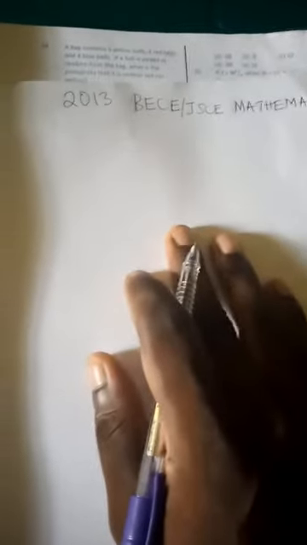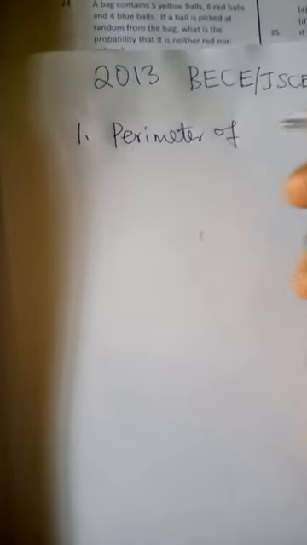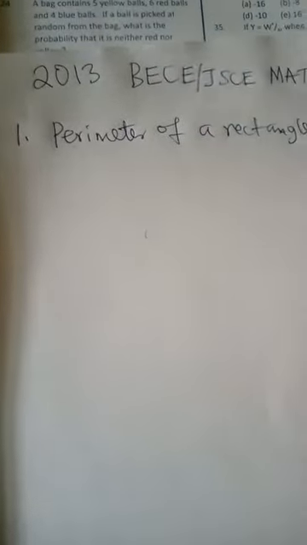Now on the solving sheet, question number 1. We are told that the perimeter of a rectangle is 20 centimeters. If the breadth is 2 centimeters, find its area. We know that the perimeter of a rectangle is equal to 2 times the length plus 2 times the breadth.